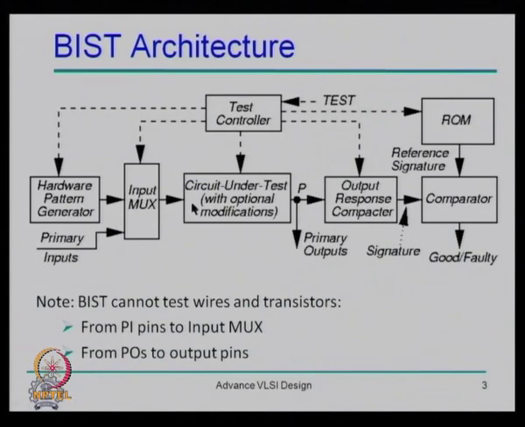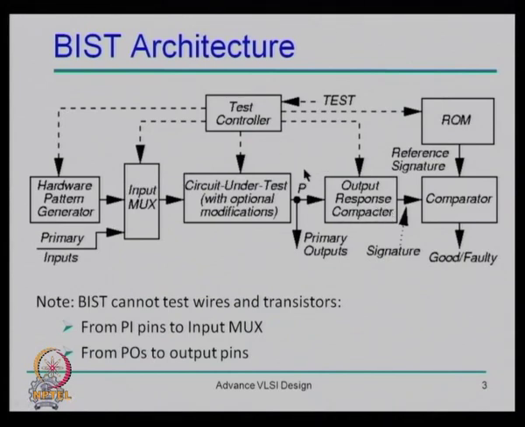Now we have to apply the test pattern at the primary input and collect the response from the primary output. That means the patterns generated by the built-in self-test must be multiplexed with the primary inputs using a multiplexer that would be controlled by the test controller. And then we have to collect the response directly from the output of the circuit.